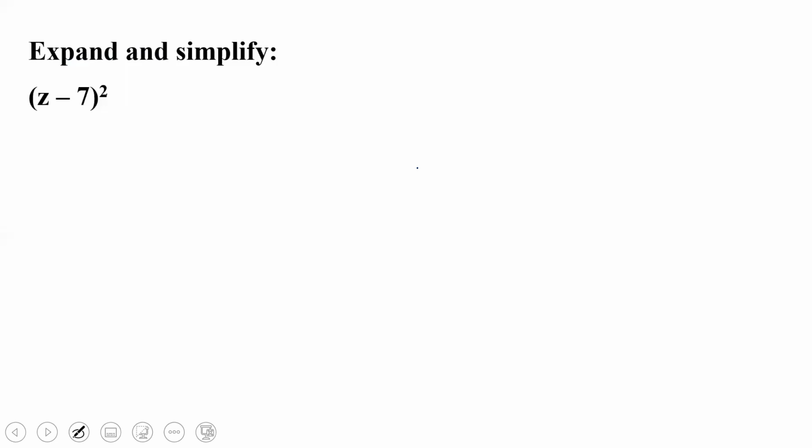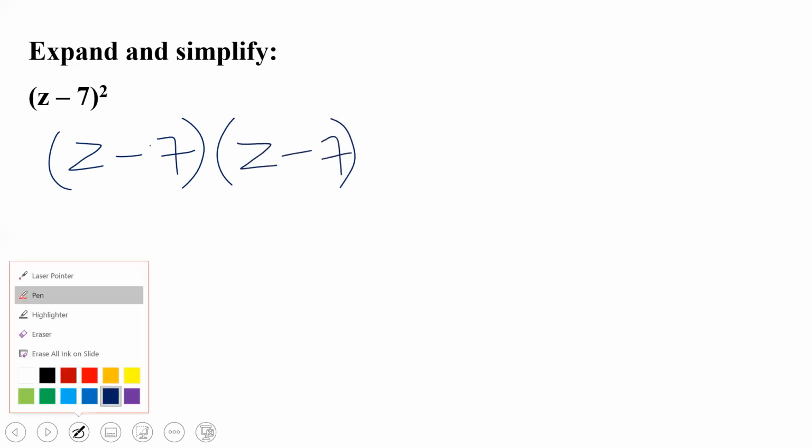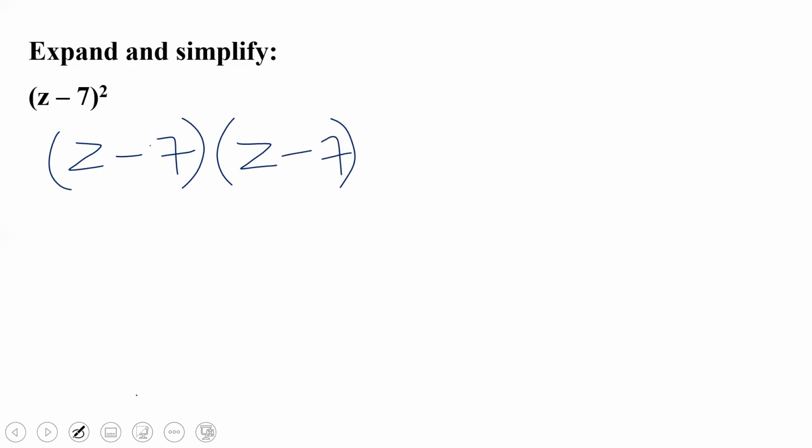All right, z minus 7 all squared, and we say all squared because we are squaring all that's in the bracket. Are we squaring them individually? Nope, but we are squaring z minus 7. When we square something, we are multiplying it by itself. So it means we are multiplying z minus 7 by z minus 7. There is a shortcut to this, and for those of you who know the shortcut, bravo. But we are going to go ahead and take the long road.